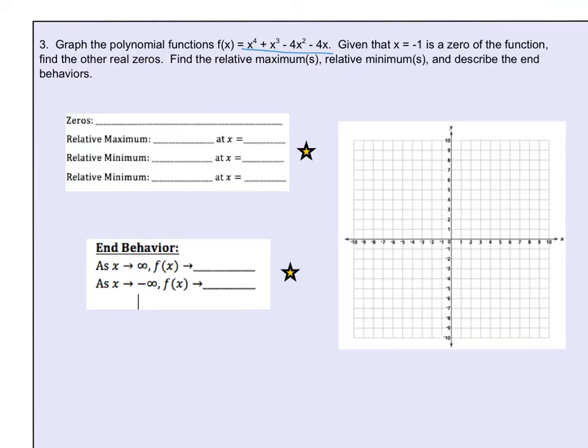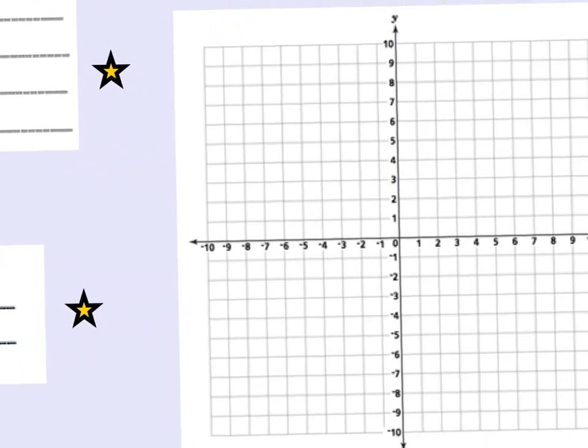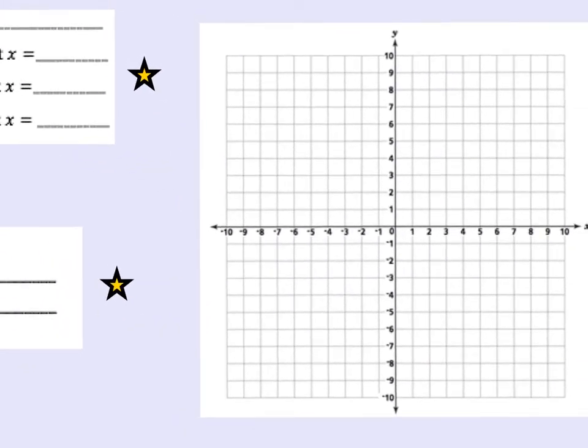Minus 4x squared minus 4x. Okay, and they tell me that negative 1 is a 0, which is helpful. So, just graphing this, I'm looking and I'm going, well, negative 2 I know is a 0. Hey, negative 1 is also a 0. 0 ends up being a 0.